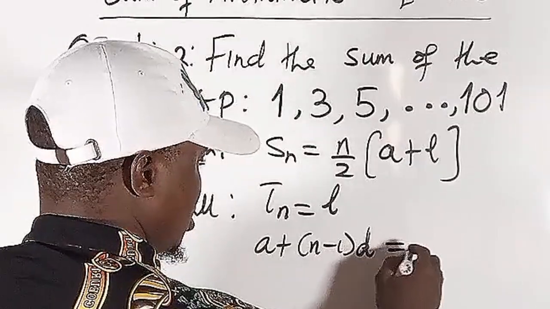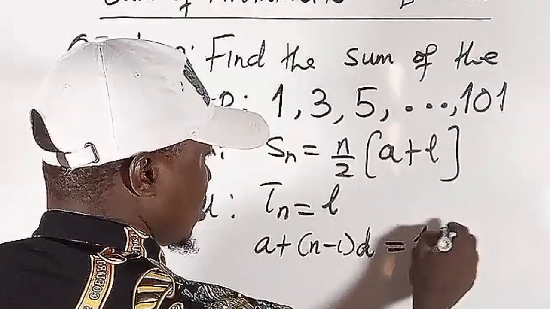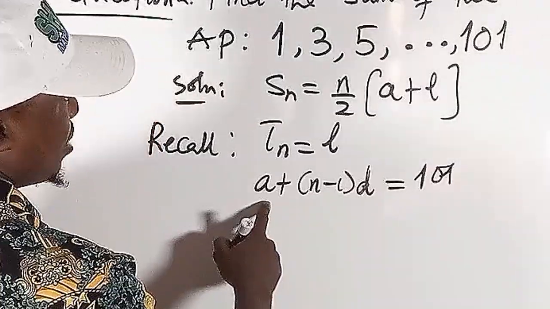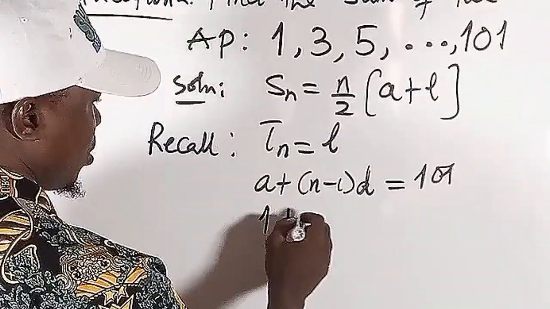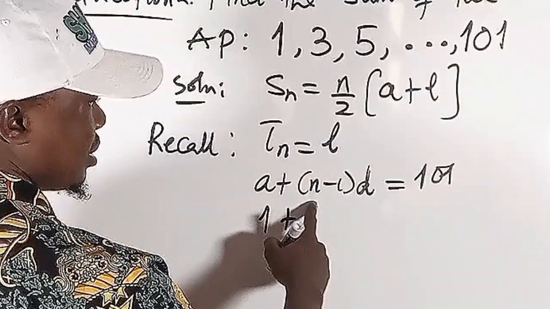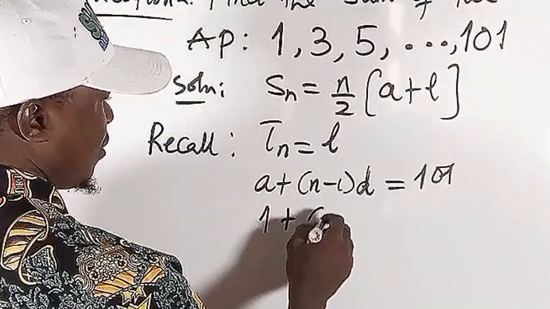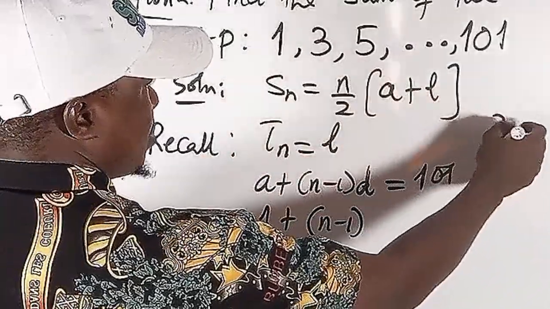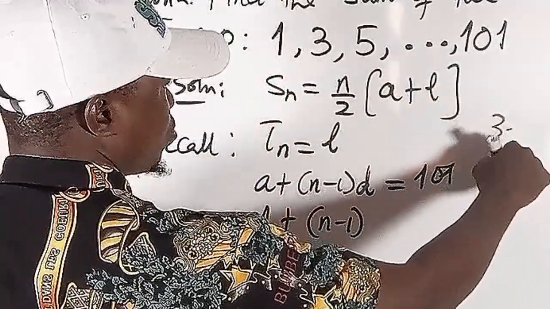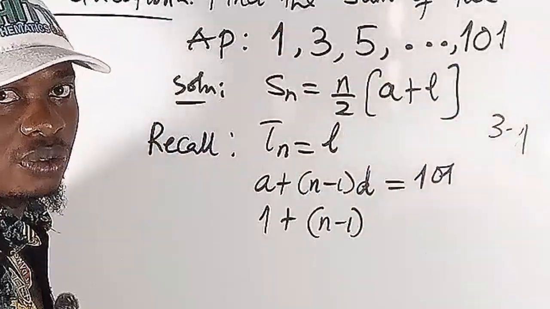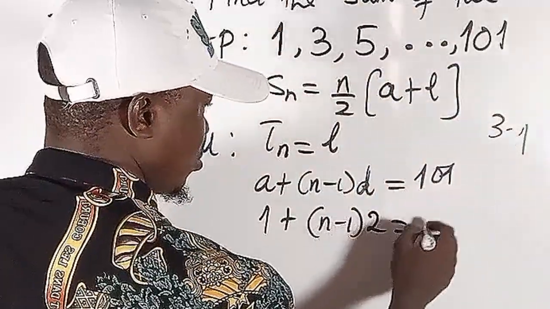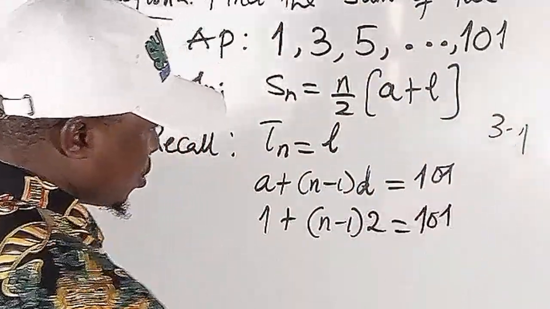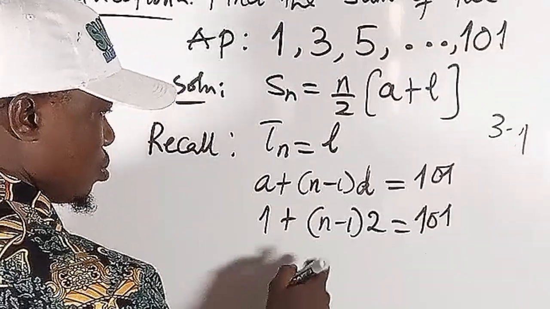So we are going to have this to be 101. From here, what is our A? A is 1. We have 1 plus N minus 1, we don't know our N. D is 3 minus 1, that will give us 2. That means the common difference there is 2. So we have 1 plus N minus 1 times 2 equals 101.